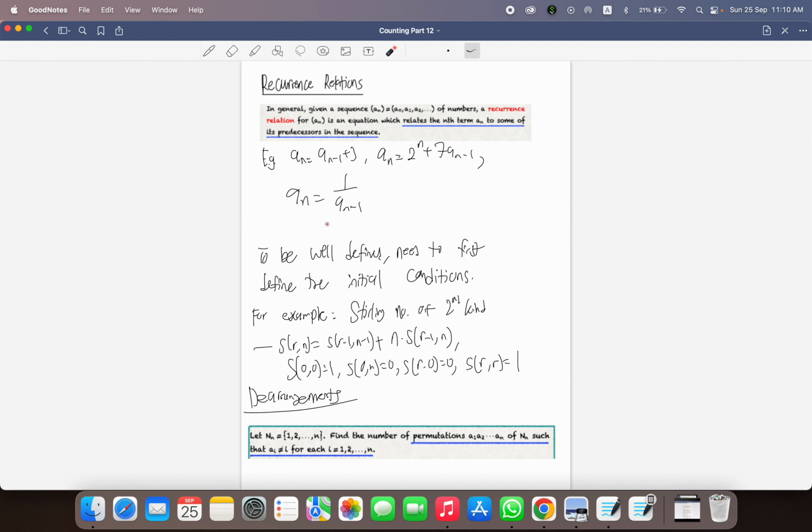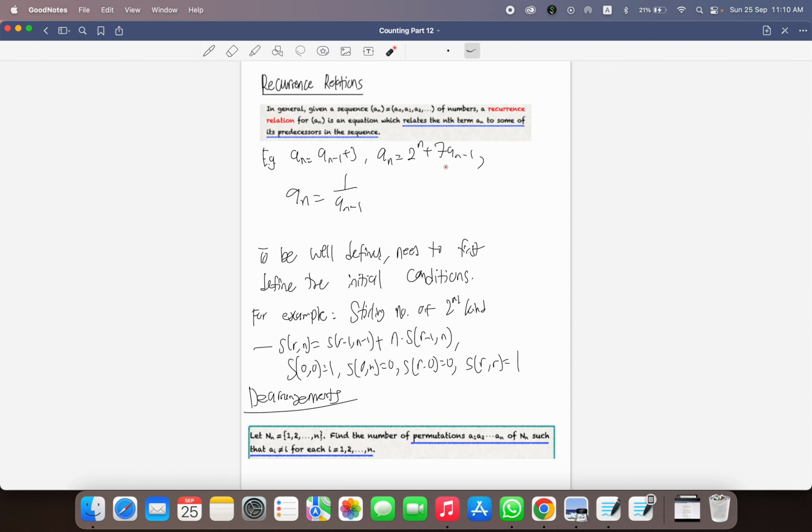For it to be well defined, we of course need to define the initial condition. Because if you think about it, if you were to backtrack all these predecessor terms, so this is like 1 over an minus 1, it will be 1 over 1 over an minus 2, so you just flip, so it's an equals an minus 2, so it needs to go to a point where it reaches a0, and a0 is your initial condition.